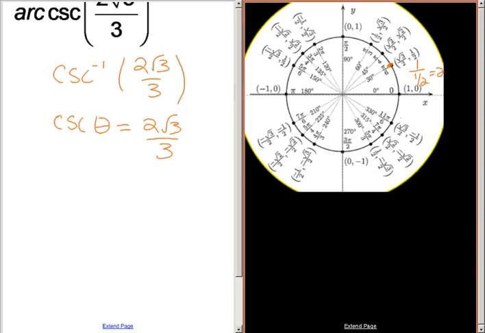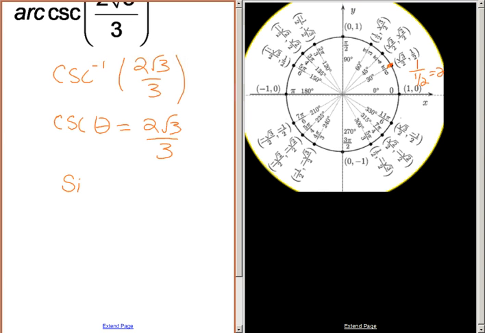Or another trick that might be helpful is that cosecant is the reciprocal of sine. So the place where cosecant is 2 root 3 over 3 is the same spot where sine is 3 over 2 root 3. So I flip and I flip. And then you wouldn't leave a radical in the denominator, right? So you would have 3 root 3 over 6, which would be root 3 over 2. And now it's a lot easier to do.